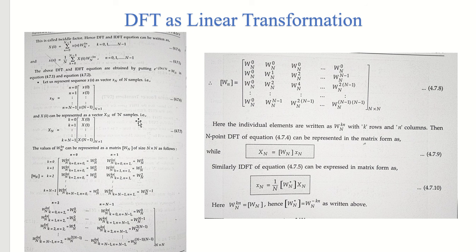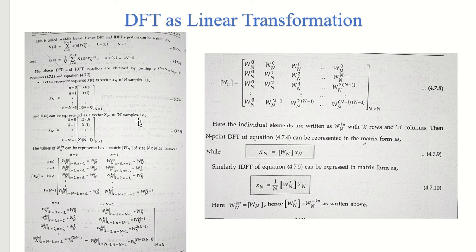So X of k will be equal to summation n equals 0 to n minus 1 x of n W n to the power kn, and here the value of k will keep varying from 0 to n minus 1. And for x of n, because initially we saw the Fourier transform, right, the discrete Fourier transform, now we want the time domain back.